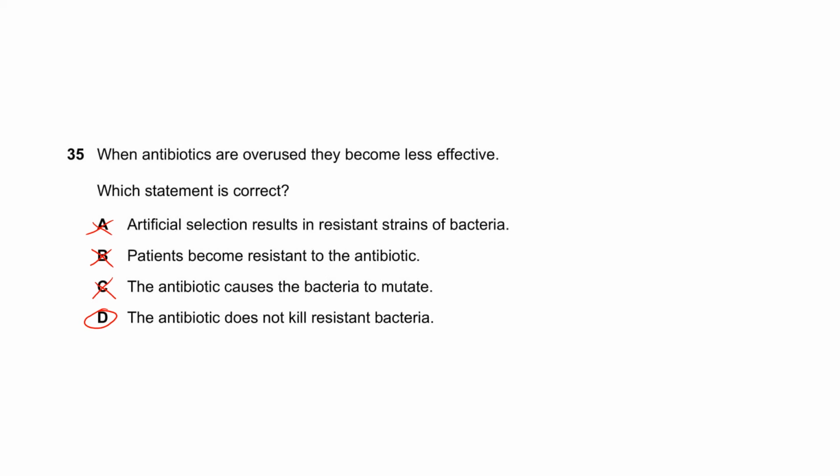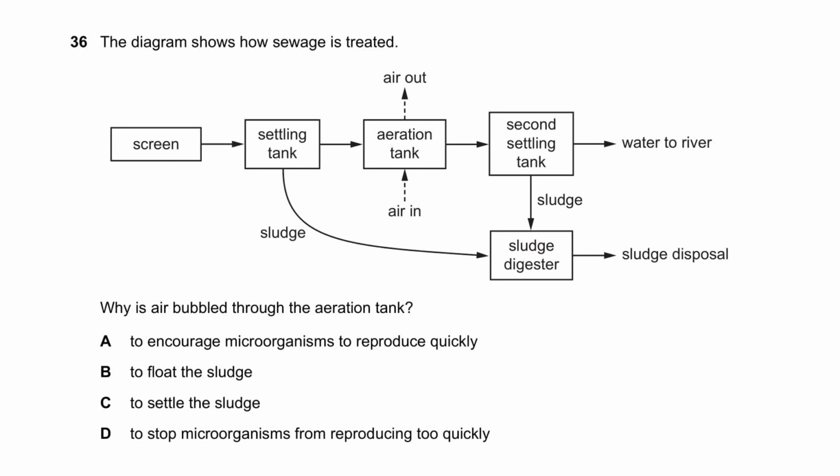Question 36 says the diagram shows how sewage is treated. Why is air bubbled through the aeration tank? Air is bubbled through the aeration tank because it contains oxygen, which is needed to break down organic matter containing carbon to form carbon dioxide and water. So the answer is A. It's to encourage the microorganisms to reproduce quickly and start breaking it down.